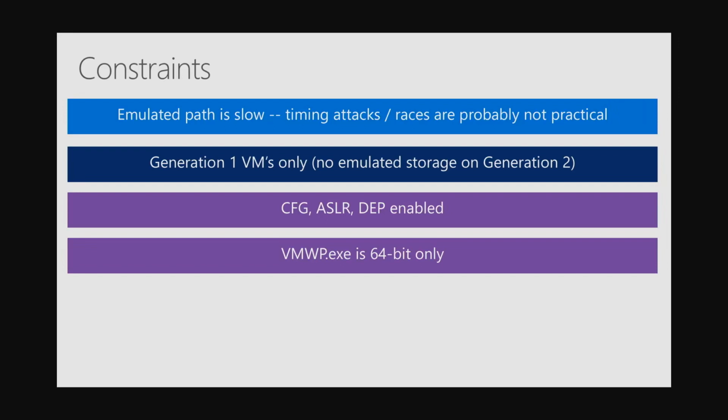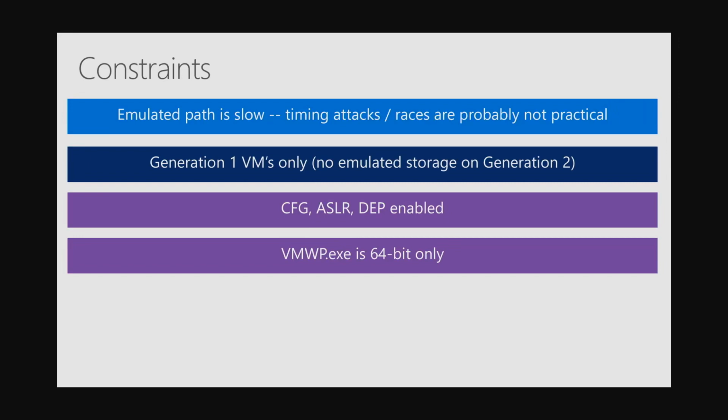I'm also limited to only using generation 1 virtual machines. Hyper-V has 2 generations of virtual machines. The emulated storage stack is not supported on the 2nd generation. And really all that means is that I have a more limited set of devices that I can use to try to do things like heap massaging or build other primitives out of.